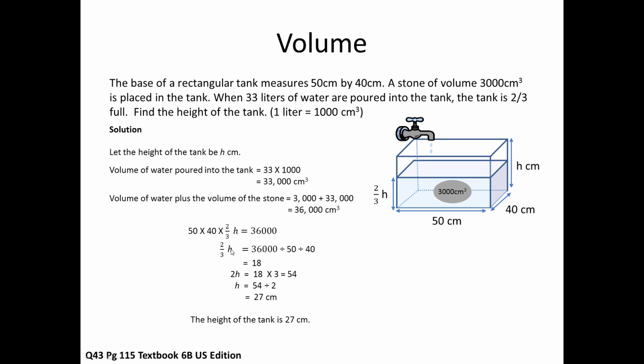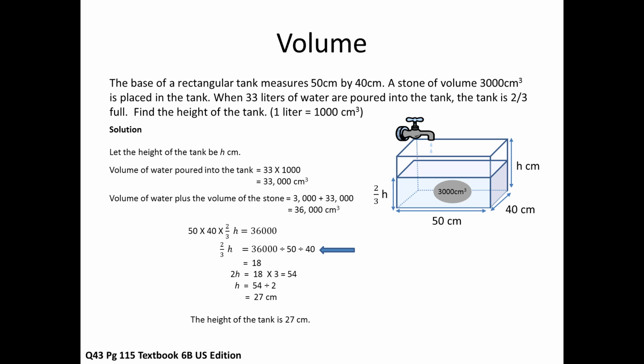Now next, I want to bring the 3. You see 2 divided by 3, right? I want to bring this 3 from the left-hand side to the right-hand side. Again, so 2h is equal to 18 times 3. Divide by 3, when I bring it over to the right-hand side, I times 3, which is equal to 54. And then 2h is equal to 54. So h is equal to 54 divided by 2, which is equal to 27 centimeters. The height of the tank is 27 centimeters.